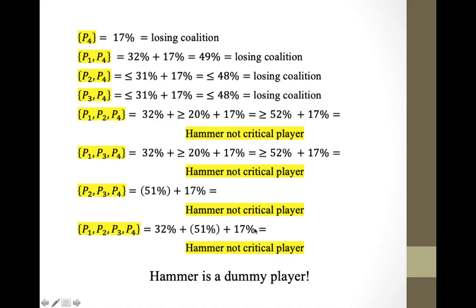And so I've kind of written that out here. Player 1 is 32%. The second and third player added together is 51%. So really the 17 is not doing anything. So the reason why the 3 others can afford to ignore Hammer's vote or his opinion is because he's a dummy player. He's not a critical player in any one of the winning coalitions that he's involved in. And obviously not these, because those are all losing coalitions as well. So that's how they can afford to ignore him.